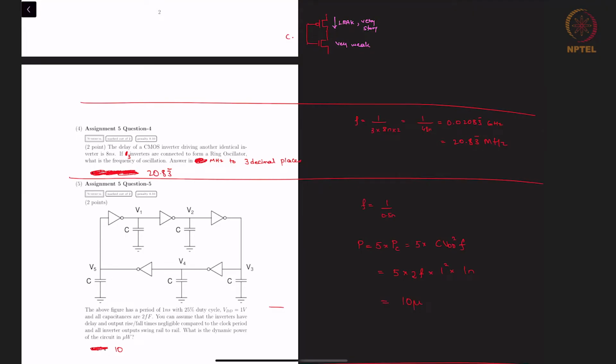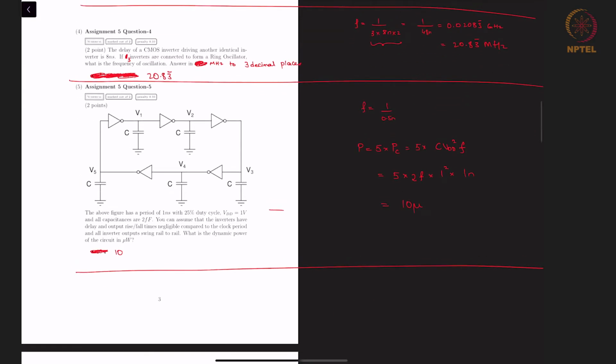Next, three inverters are connected to form a ring oscillator. The delay of three inverters gives half the time period of the oscillation, and the frequency is 1 by the time period. So F is equal to 1 by 3 into 8 nano into 2. It's 2 because it takes 2 rounds around the ring oscillator for one period of the waveform.